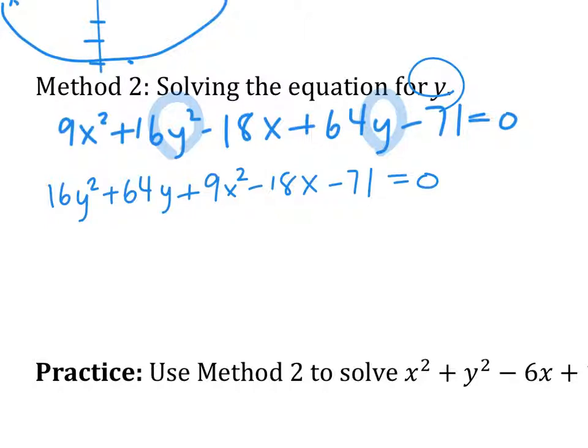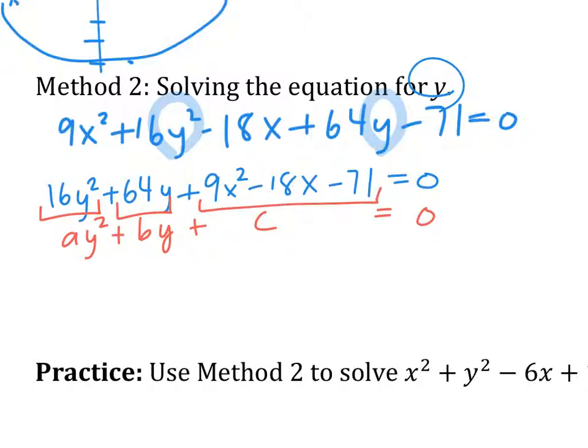Now what you have is ay squared plus by plus c equals 0. Right? This is y squared, this is y, and then this is everything else, which I don't really care what x is. To me, it's not a variable right now. So the question is, ay squared plus by plus c, how do I solve for y? What can you use to solve this? Think about it. Yes, very good, quadratic formula.